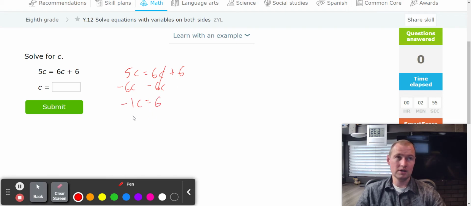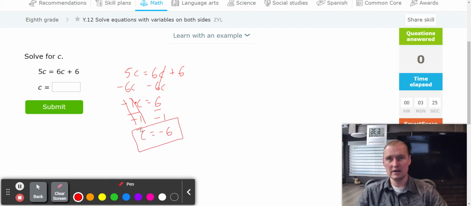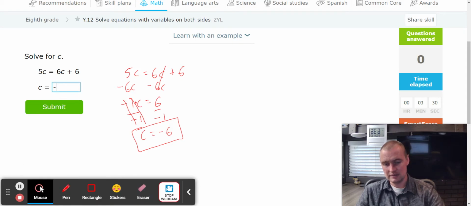Now we're back to a one-step equation. So what I need to do is divide by negative 1, because we want our c to be positive. And divide the right by negative 1, and that's going to get c by itself on the left side because negatives cancel out, 1 cancels out, c is left. Then we have 6 divided by negative 1, which is negative 6. So that works out. The first answer here is negative 6.